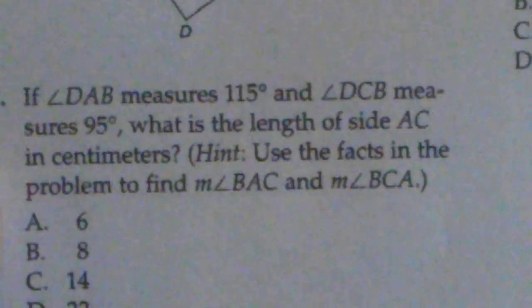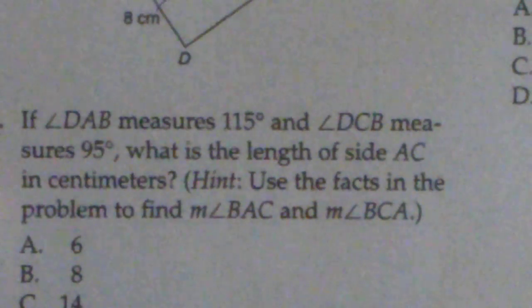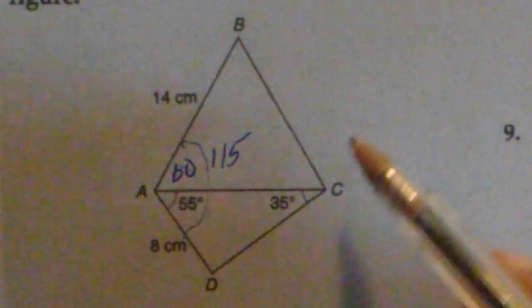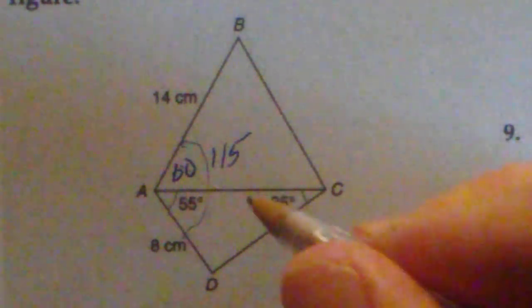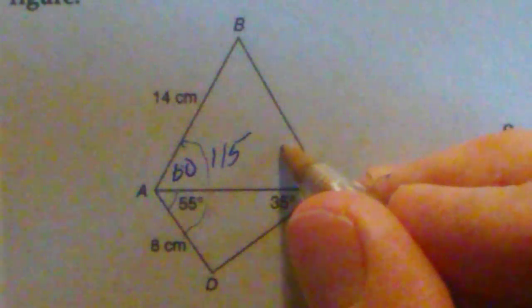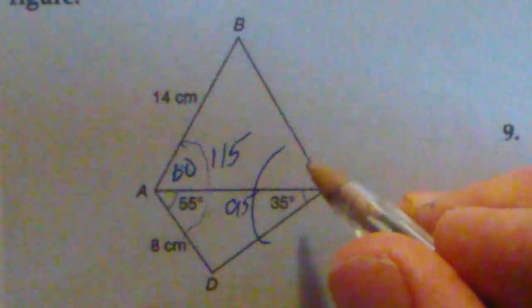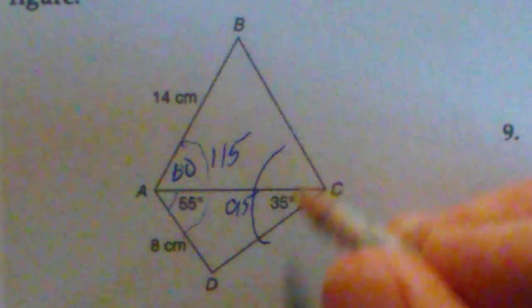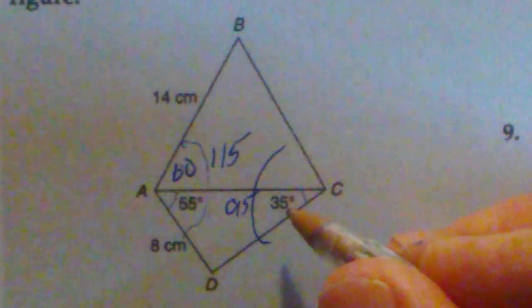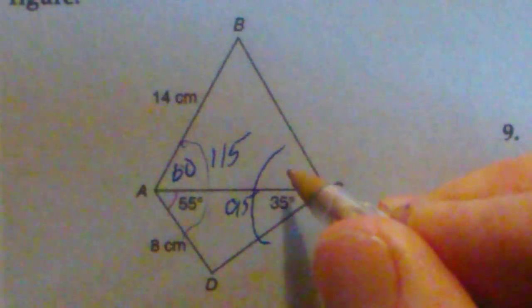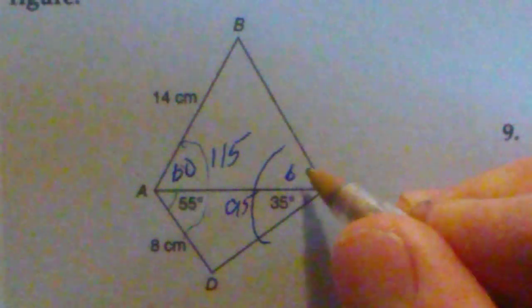Now, what else did they tell us? DCB measures 95. So this here is 95. We want to figure out this one. 95 minus 35, because this is 95, the little one's 35. If you subtract them, guess what you get? 60. Why am I doing this, by the way?